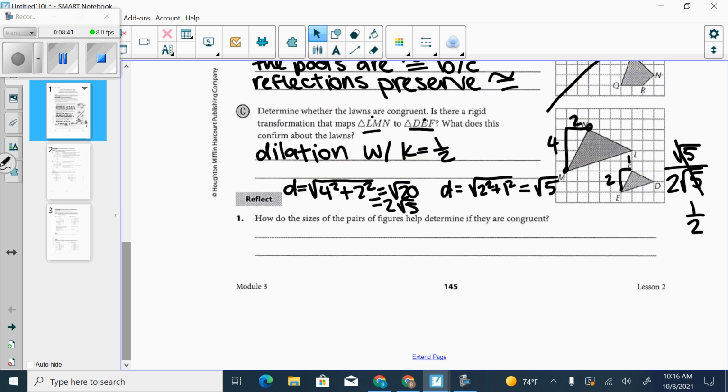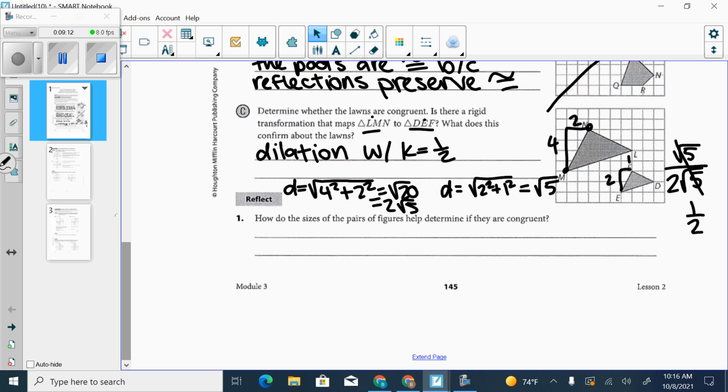So then it says, how do the sizes of the pairs of figures help to determine if they are congruent? On any of these, how did that help us determine it? The points matched up, and then they ended up being the same shape. The only time it wasn't was right here. So if we can prove that one of the figures is larger or smaller than the other, that means our shapes are not congruent.